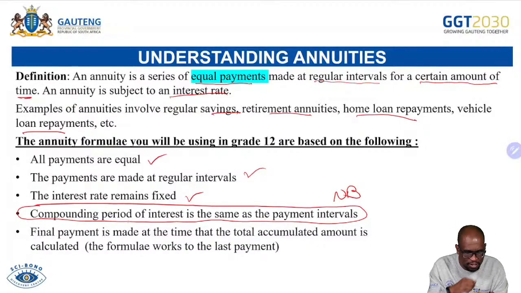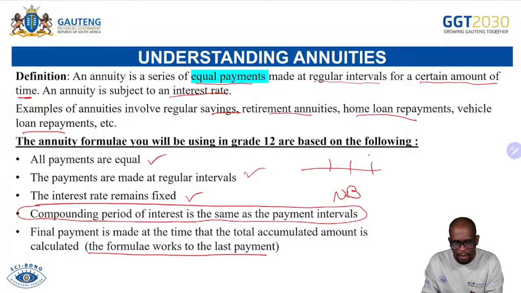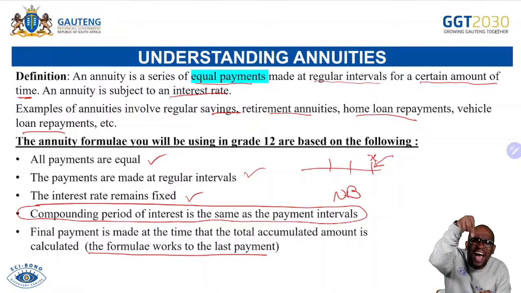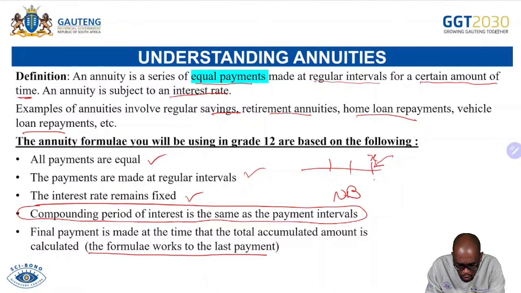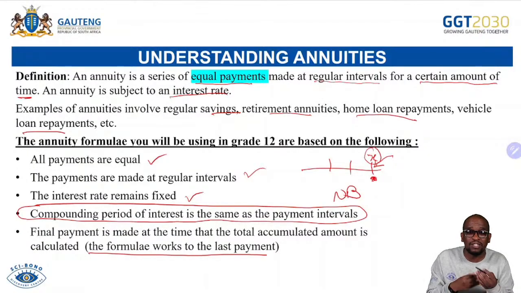The final payment is made at the time that the total accumulated amount is calculated. Normally, I would say the formula works to the last payment. So if you have your timeline and you are putting in amounts here, and you are withdrawing here, you should make a payment. That is the assumption, that the formula works to the last payment. So if you are withdrawing this month, then the assumption is that you should also pay that particular month. That's how these formulas should work. That's not how it works practically. If you have invested money and you want to take it out, they are saying before you take it out, you should pay.